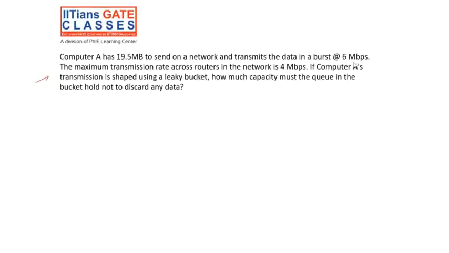So your burst data, your input rate of 6 Mbps is coming, but your output rate is 4 Mbps. The maximum transmission rate across the router in the network is given as 4 Mbps. Traffic is 6 Mbps. If computer A's transmission is shaped using a leaky bucket, meaning the leaky bucket algorithm is on the router, how much capacity must the queue in the bucket hold not to discard any packet, any data?